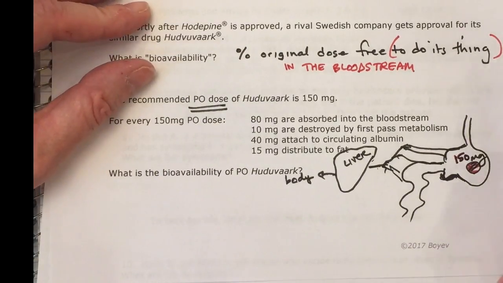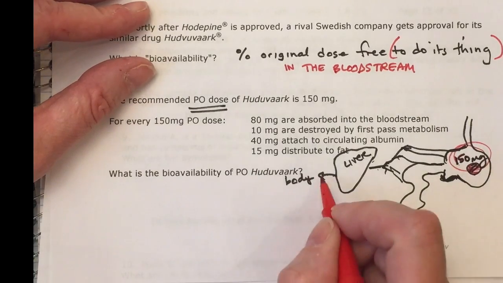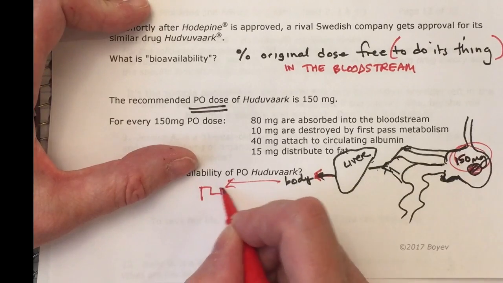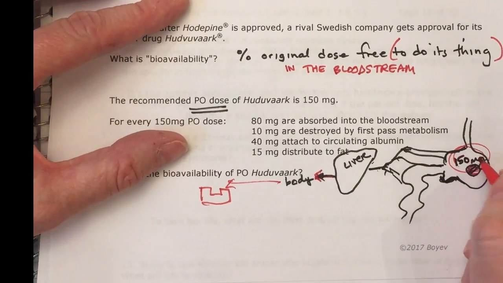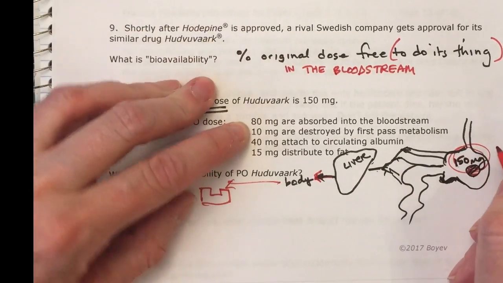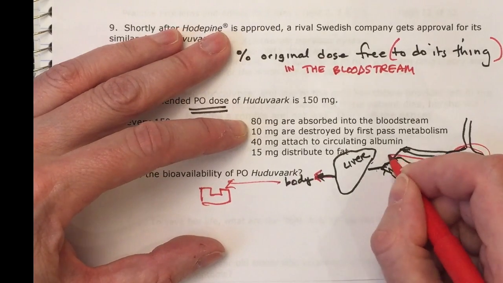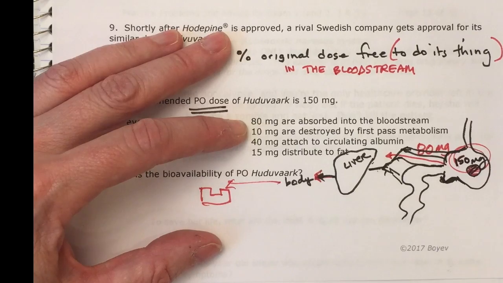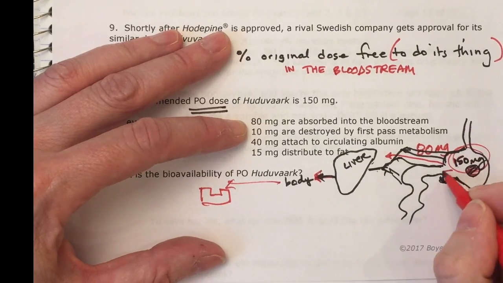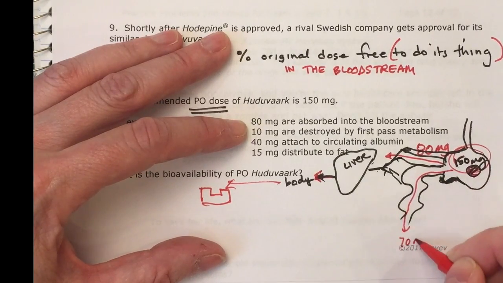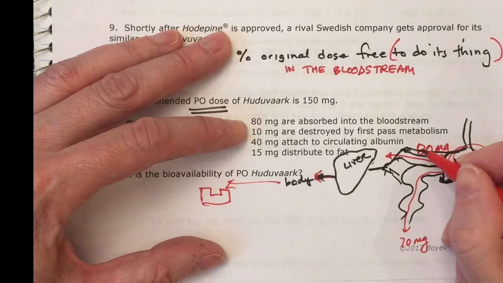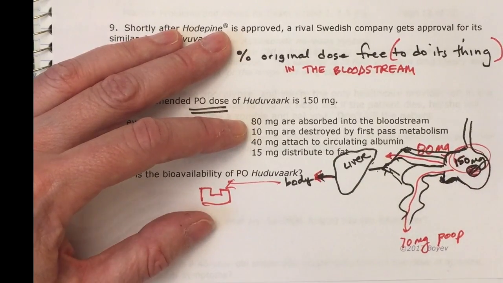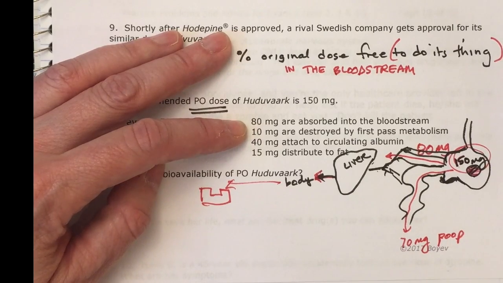Okay, so what we want to know is how much of this original dose is going to get into the bloodstream over here, and then eventually to bind its little receptor or whatever. Okay, so 150 milligrams is the original dose. 80 milligrams are absorbed into the bloodstream. Okay, so 80 milligrams are absorbed. Now what happens to the other 60 milligrams? Well, you poop it out. Not 60, sorry, 70 milligrams. Right? Because 150 minus 80 is 70. So 70 milligrams of it turns into poop or whatever. You poop it out, it's not a thing, it doesn't matter.